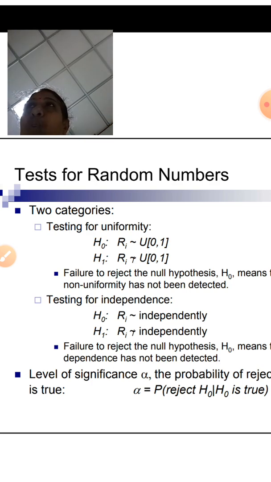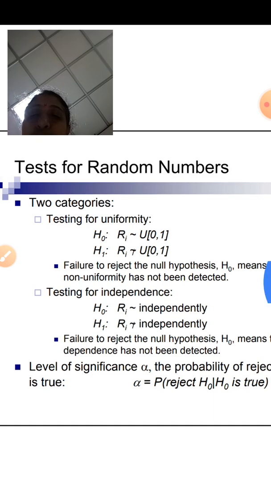What are the things we are going to test for this? As I said, the random numbers should have the properties of independence and uniformity. So here the two tests we are going to conduct are to test for uniformity and independence. Let us test the random numbers. There are two categories. The very first test is for testing uniformity.